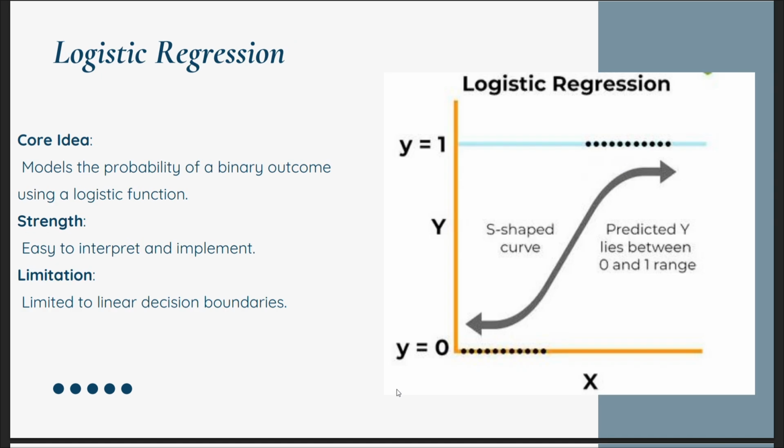Then we have also implemented logistic regression. Logistic regression uses a sigmoid function to map any real-valued number into a range between 0 and 1, making it suitable for binary classification. The model is trained by optimizing a loss function through techniques like gradient descent. It's widely used due to its interpretability, but it struggles when data is not linearly separable.